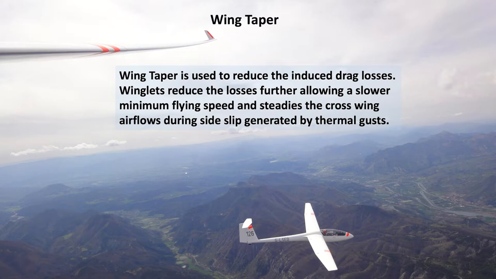Wing taper is used to reduce the induced drag losses. Winglets reduce the losses further, allowing a slower minimum flying speed. Instead is the cross wing airflows during side slip generated by thermal gusts.